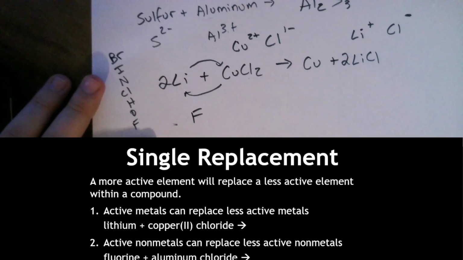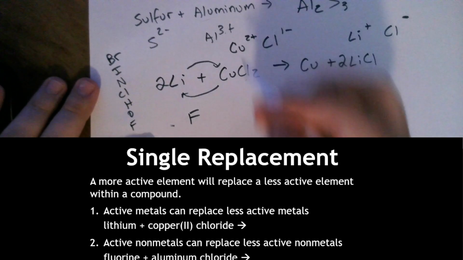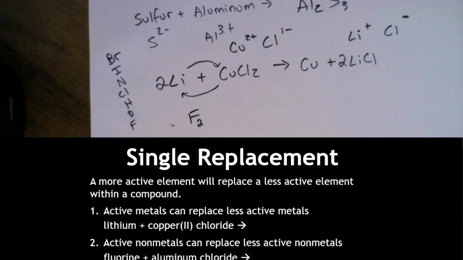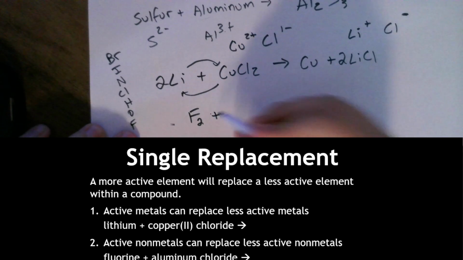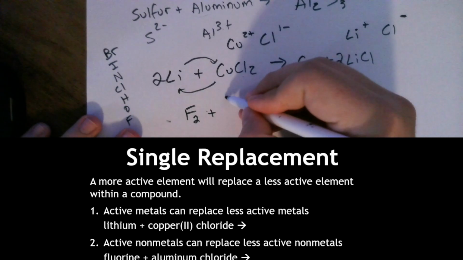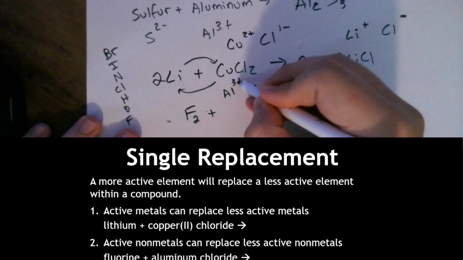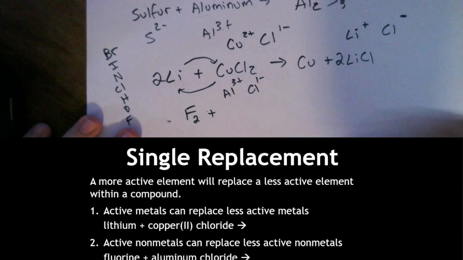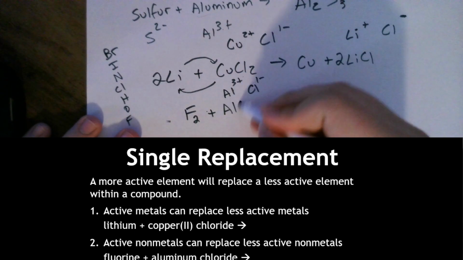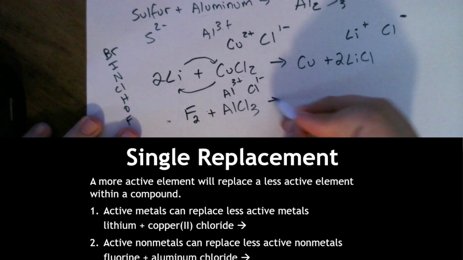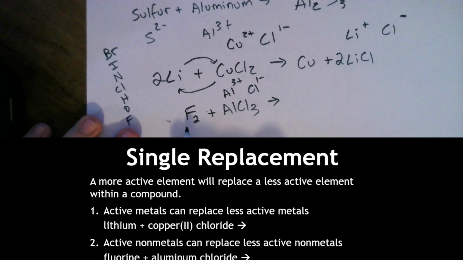These 7 atoms are diatomic, meaning when they're by themselves, they need a buddy. So F is F2. Plus aluminum chloride. It's made of aluminum and chlorine. Aluminum is 3 plus, chlorine's 1 minus. Swap the numbers to make AlCl3. Okay. So this time my fluorine is a nonmetal.